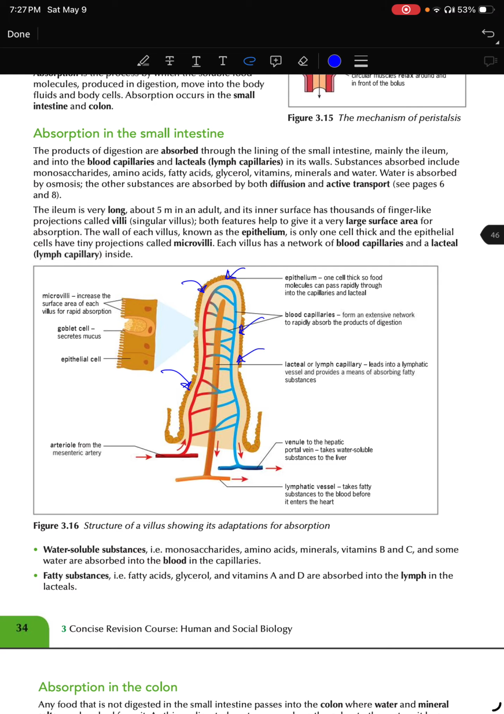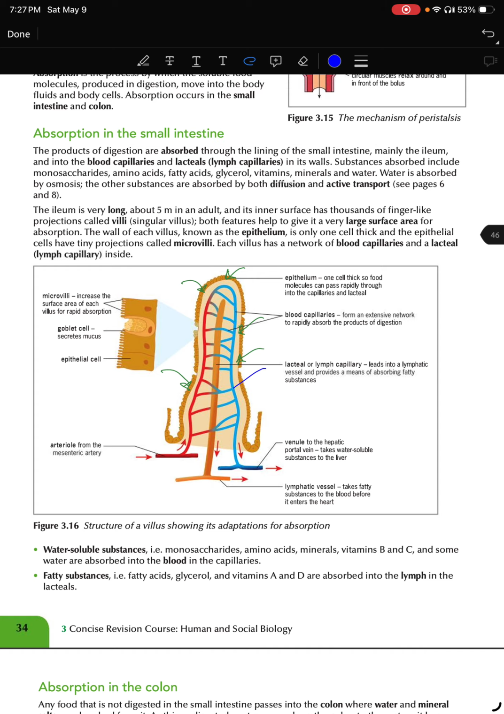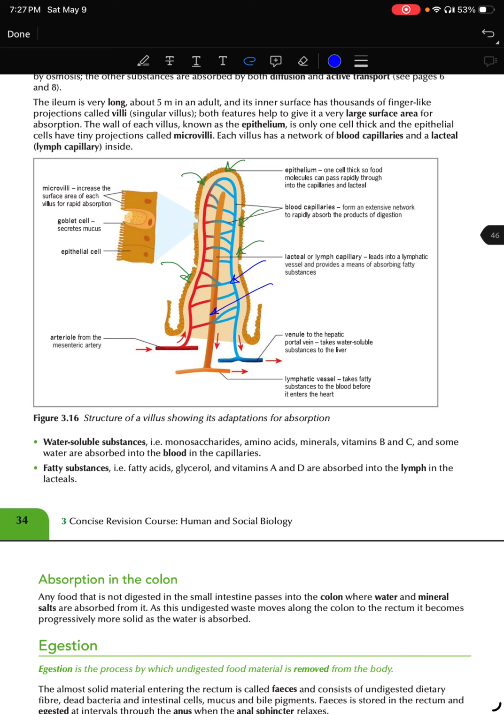The absorbed products can either go into the bloodstream directly or into this middle piece. Now, this middle piece is called the lacteal. There it is, right here. And this one is responsible for absorbing all the fatty substances and vitamins that absorb in fat. So fatty acids and glycerol, as well as vitamin A, vitamin D.